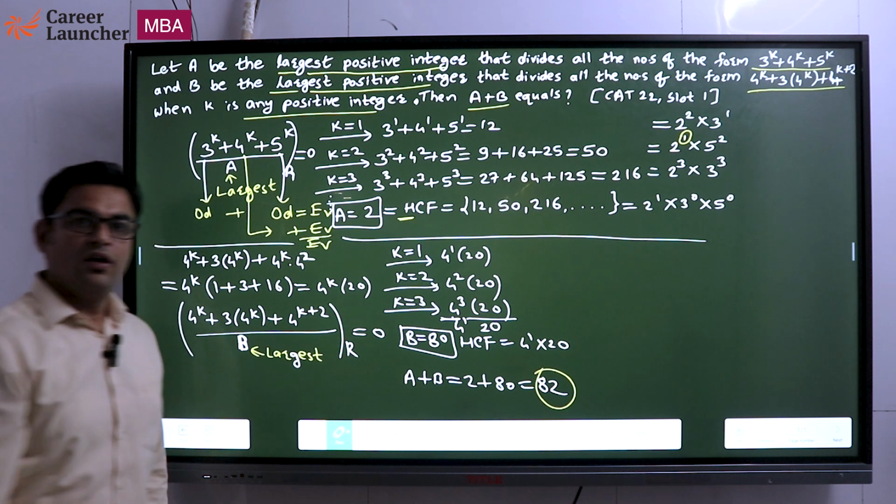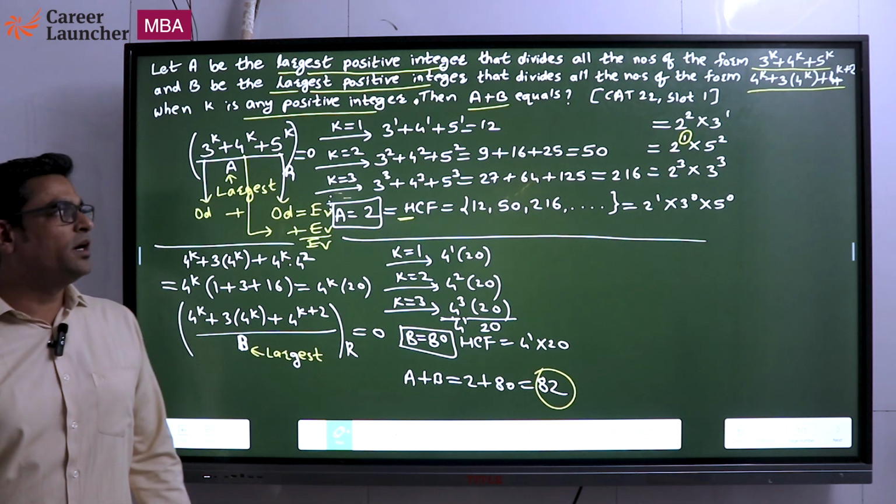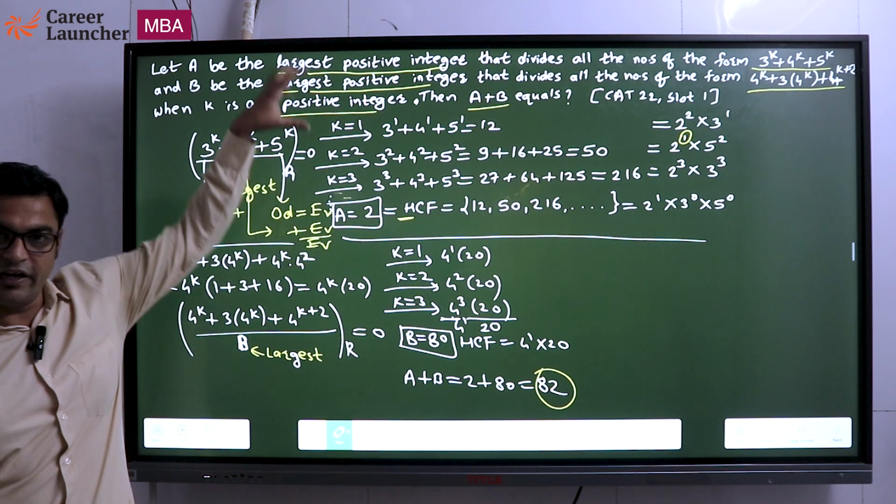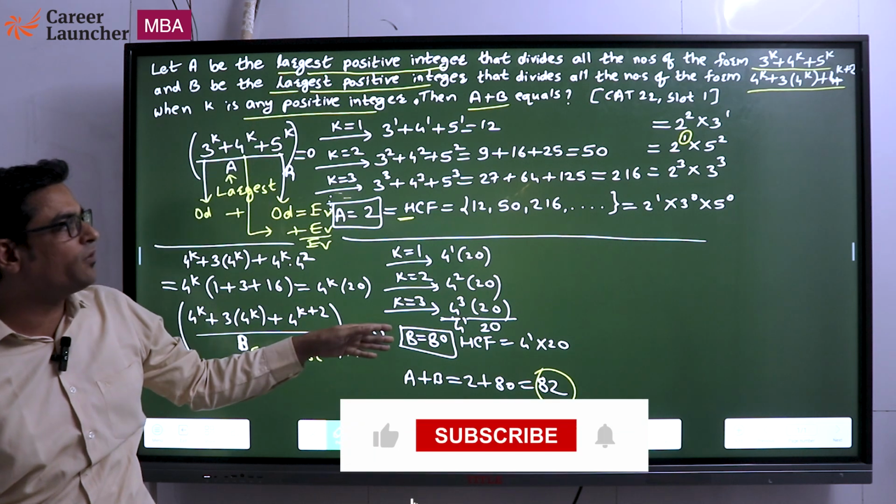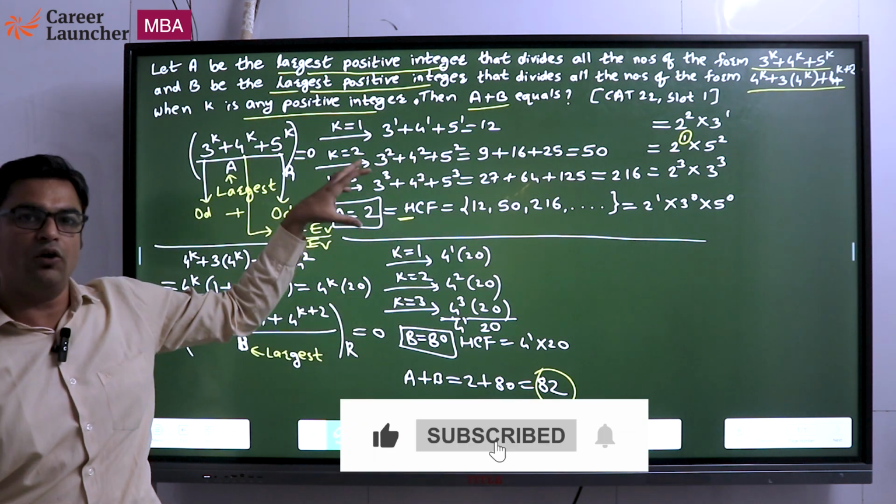This is a tricky type of question. Seemingly difficult questions, but here we just need to go a step ahead, read it in detail, and try to find out some values of k. Automatically you will get the way to solve it.